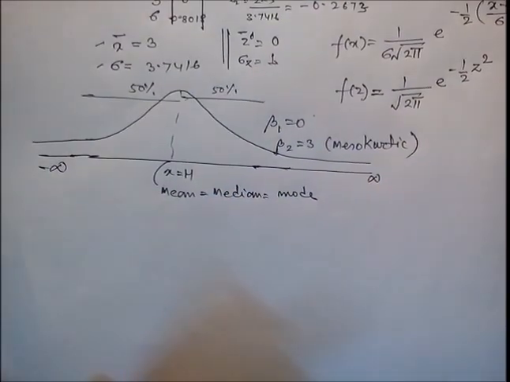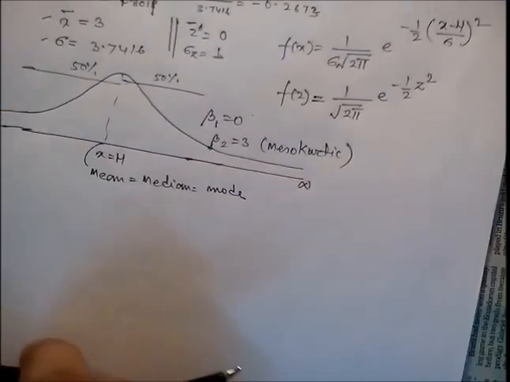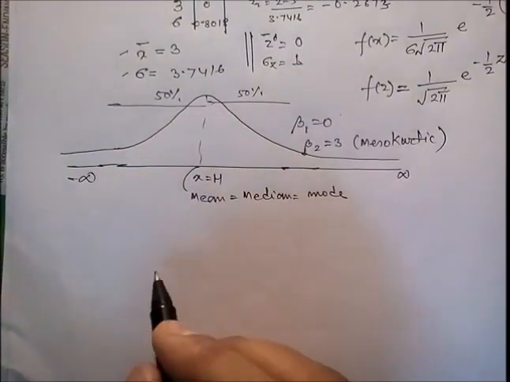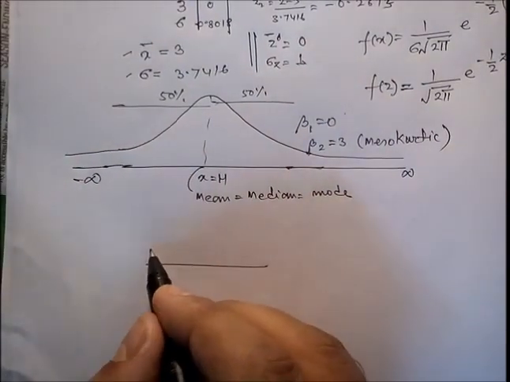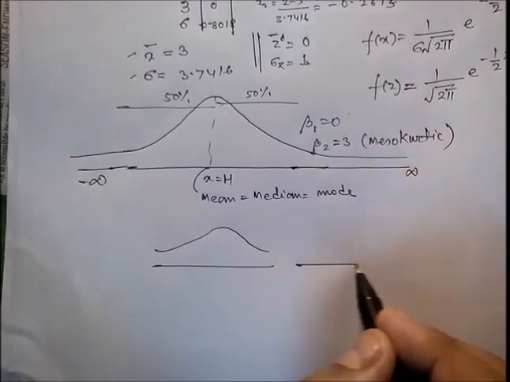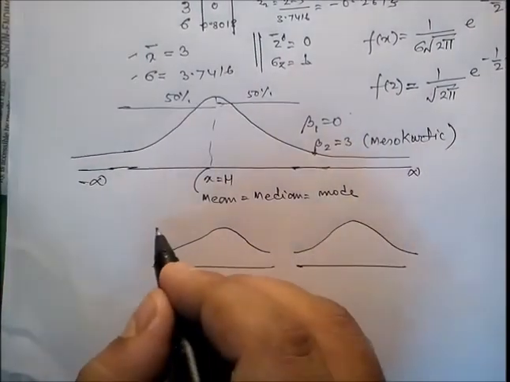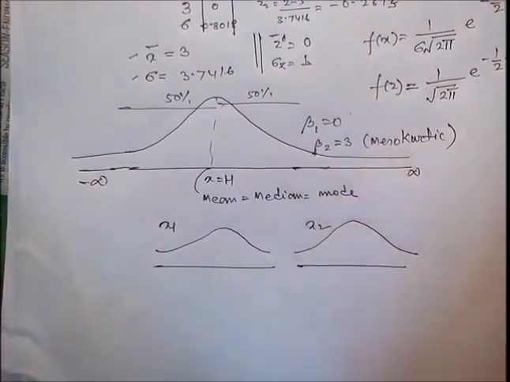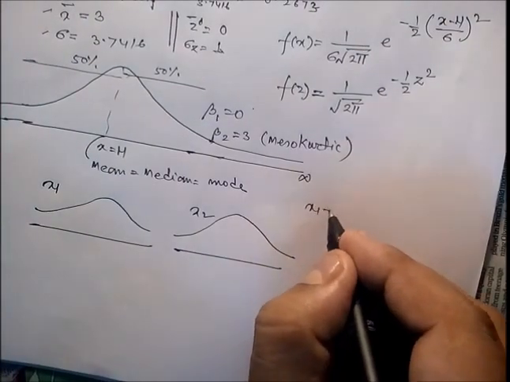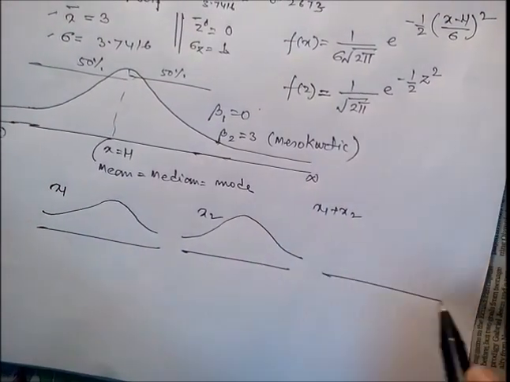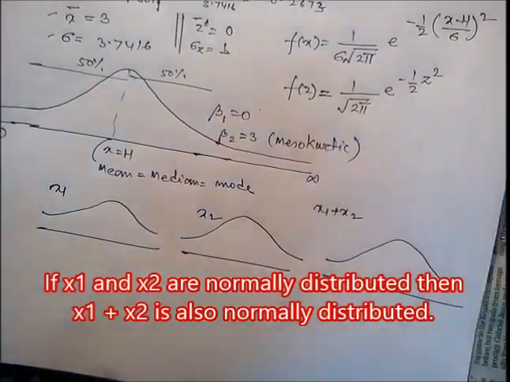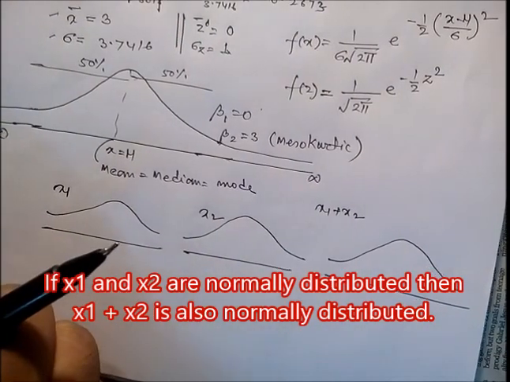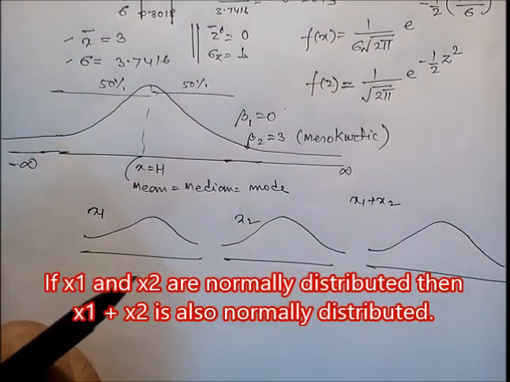Next, a linear combination of independent normal variates is also a normal variate. So the meaning of that, suppose x1 is like this one, and x2 is like this one. If you add x1 plus x2, the output will also be a normal curve.